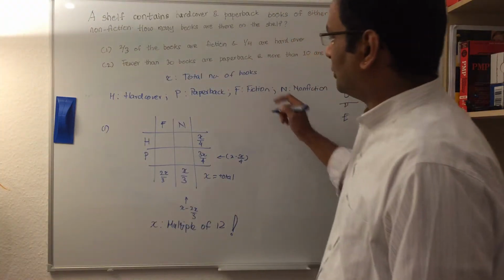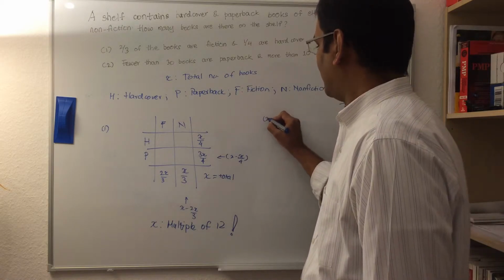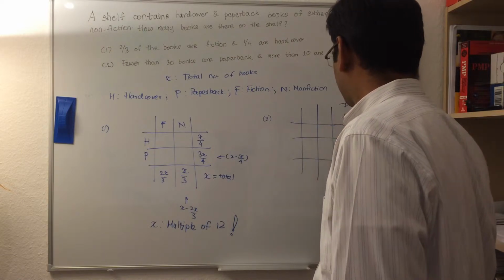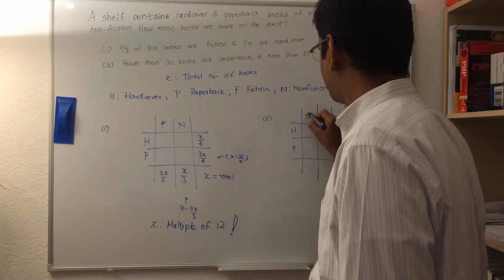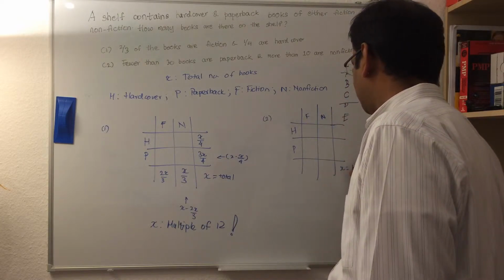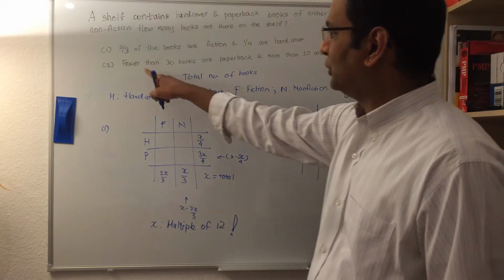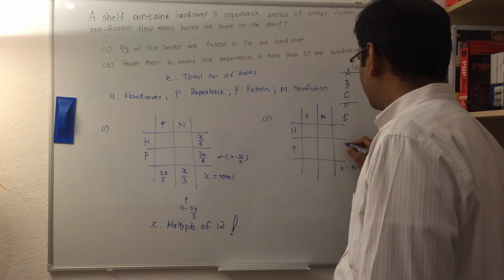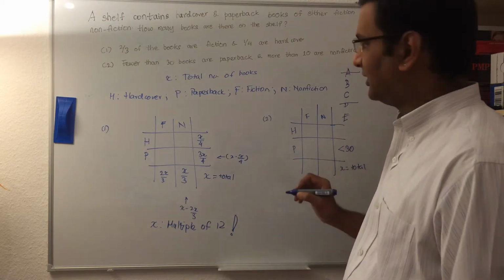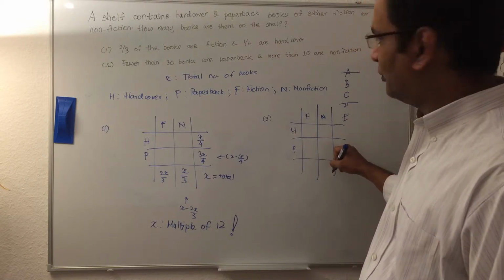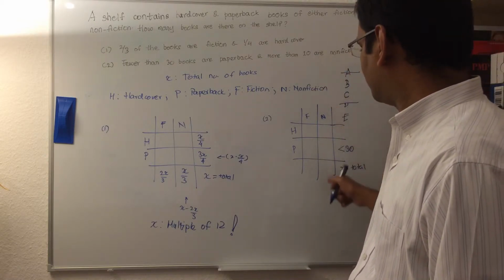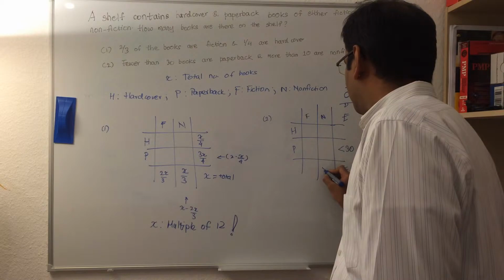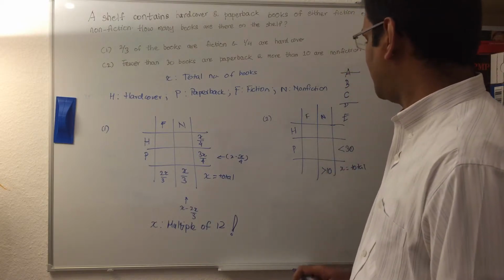Good. So moving on to statement 2, and redrawing the table. We have hardcover, paperback, fiction, non-fiction. Total number of books is x. We know that fewer than 30 of the books are paperback. So we have the paperback row here. So the total number of books that are paperback is less than 30. And more than 10 are non-fiction. The total number of non-fiction books are represented in this column. So the number of non-fiction books should exceed 10.